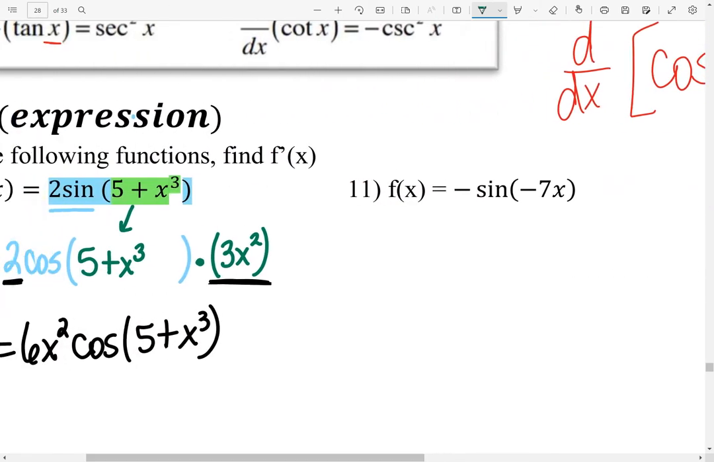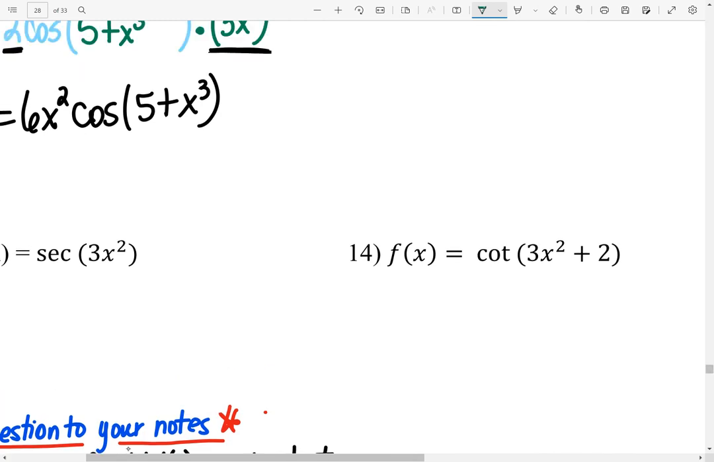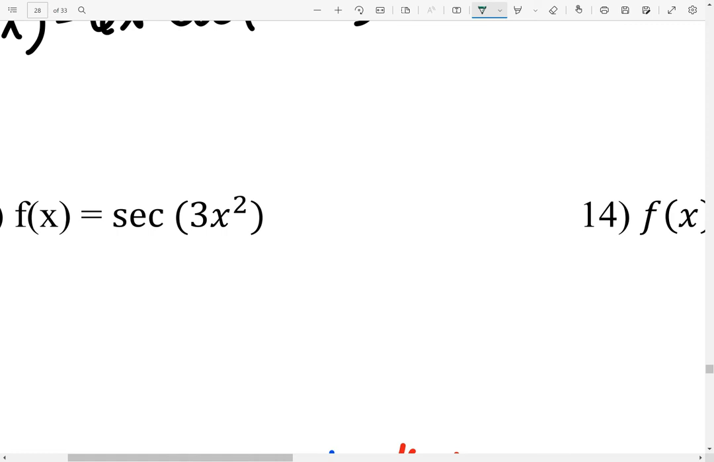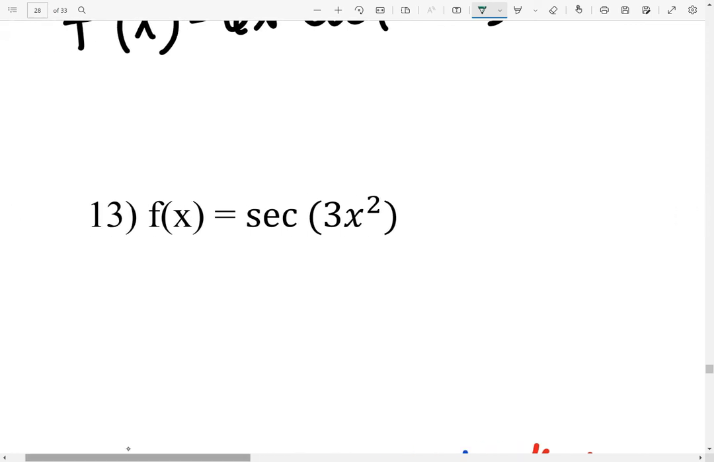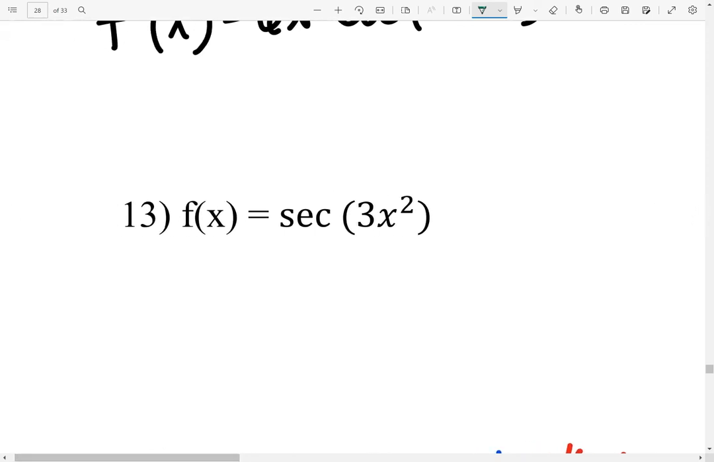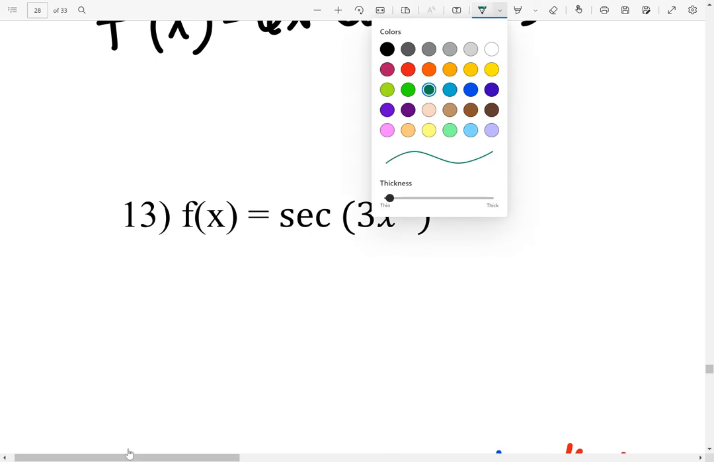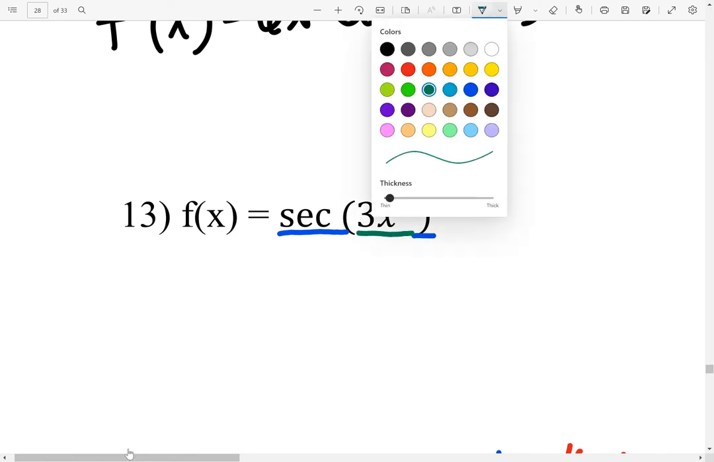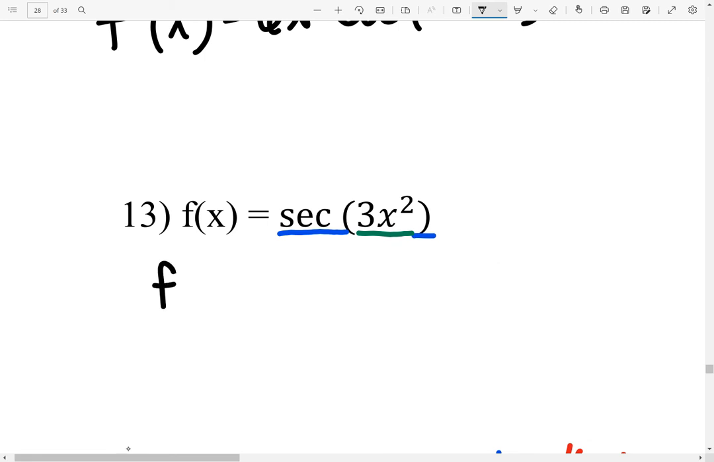I think it's kind of interesting on things like 13, where we have secant, cotangent, and cosecant. So let's look at 13. I have my outside function to be secant, parentheses, and my inside function is the 3x squared. So let's find the derivative.